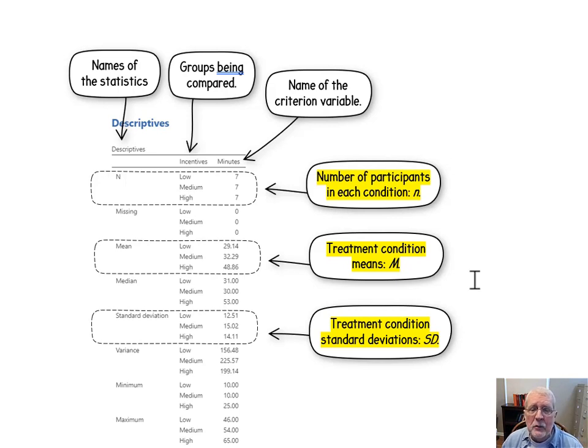Probably the most important part of the excerpt was the mean, and that appears to the right of the heading mean. Treatment condition means: the APA statistical symbol is an uppercase M in italics. Mean score displayed by the low incentive people was 29.14, medium incentive people was 32.29, and so forth. Those are the means that are in my excerpt. What about standard deviations? They appear in the section headed standard deviation. The standard deviation for the low incentive group was 12.51, medium incentive group is 15.02, and so forth. That's where means, standard deviations, and sample sizes came from.